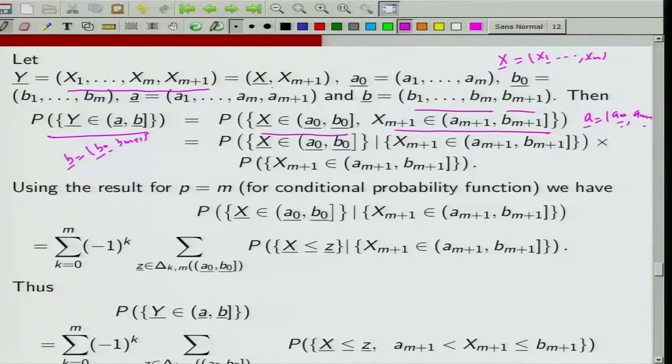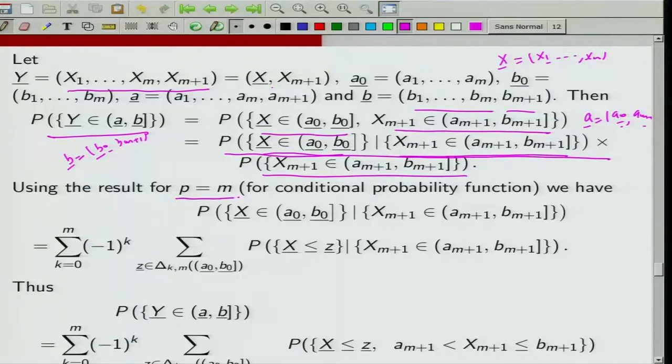So, I use the conditional probabilities. So, this is same as probability X belongs to (a0, b0] given Xm+1 belongs to (am+1, bm+1], times probability Xm+1 belongs to (am+1, bm+1]. Now, note that conditional probability function is a probability function, and here X has only m components. So, I can use here the result for m for the conditional probability function.